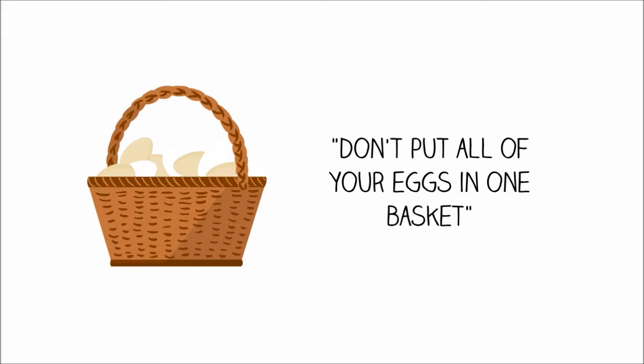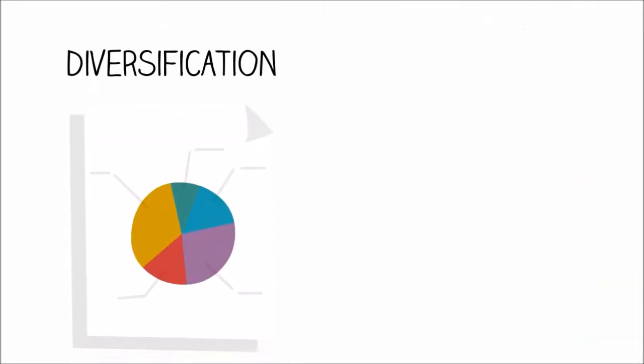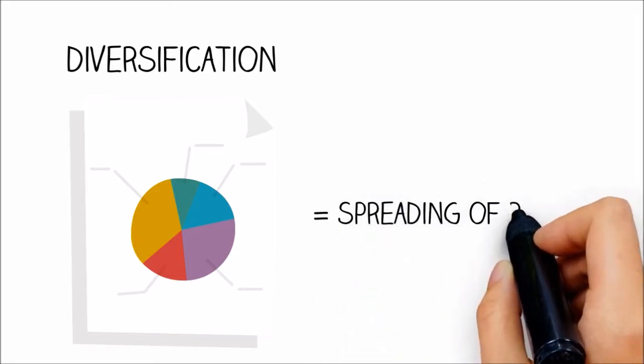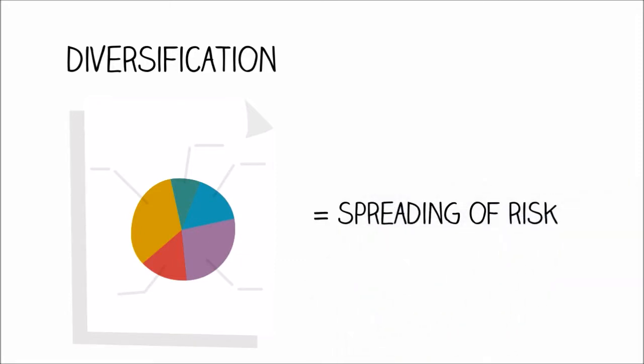By having a collection of investments as opposed to owning just one, you can build some immunity in the instance that one performs very poorly. What I'm describing to you is often referred to as diversification, which is the spreading of risk. And here are some ways in which you can do so.